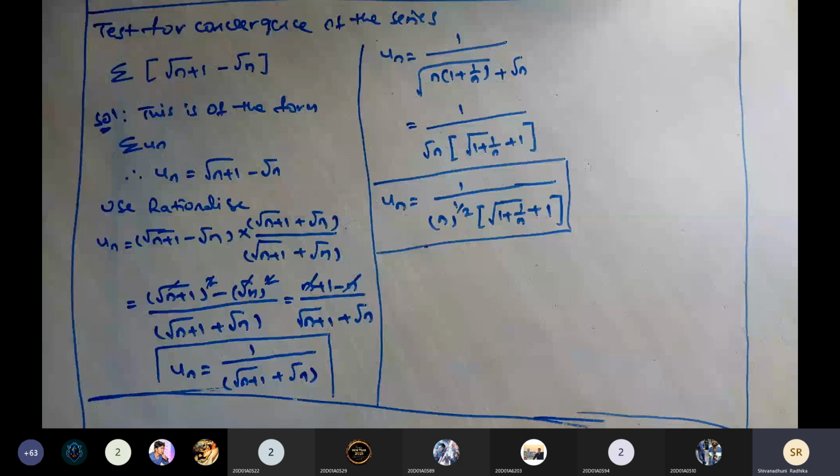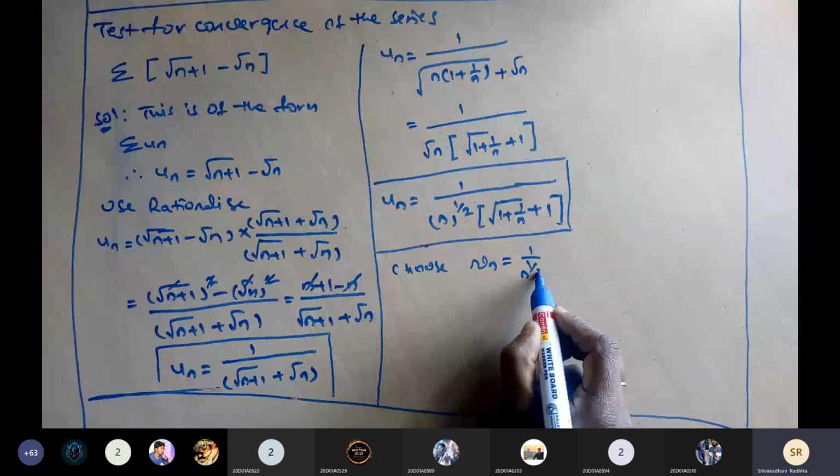Now this is the complete form of un. Now we need to choose the vn term. Okay, now tell me what is vn. Choose vn from un. Tell me what is vn. 1 by n power 1 by 2, 1 by root n. Yes. 1 by n to the power of 1 by 2.